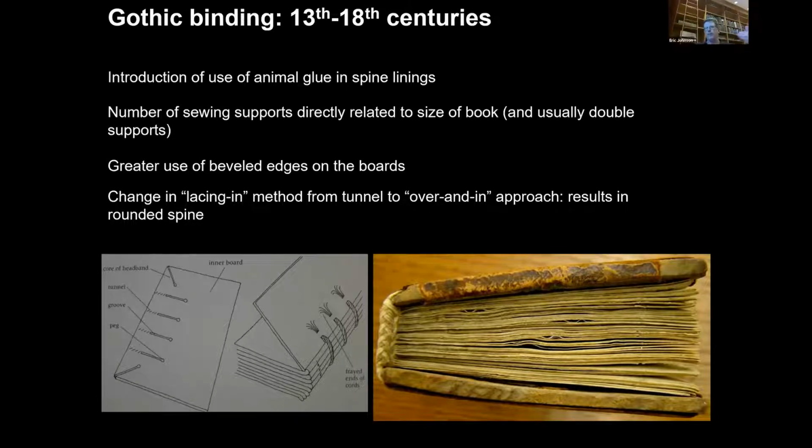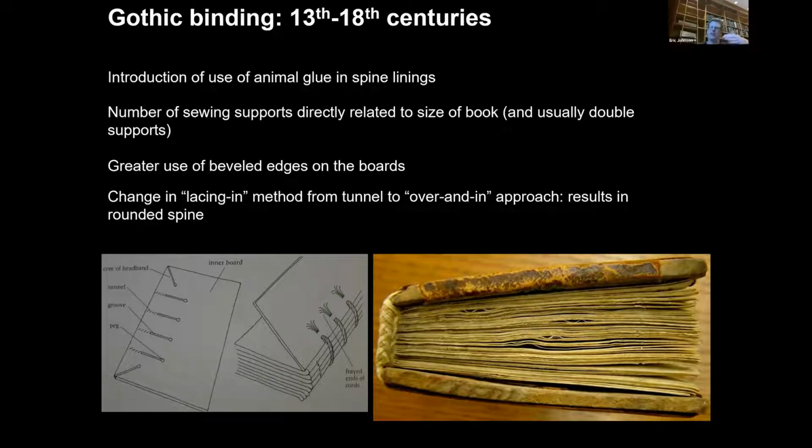And this is for the really big change that happens between Gothic binding and the periods before it, which is that the tunnel-in, lacing-in approach that the Carolingians developed is subtly changed in the Gothic period, where it goes from the tunnel to what's called the over-and-in approach. So rather than tunneling into the actual board, they've beveled it down, and the sewing supports are gently laced in and gradually laced into the cover, where you then channel them through the board and then peg them or glue them in place. Now, the big thing that this changes is that it results in a rounded spine on Gothic books, whereas the tunnel-in approach in Carolingian and Romanesque books results in a flat spine.